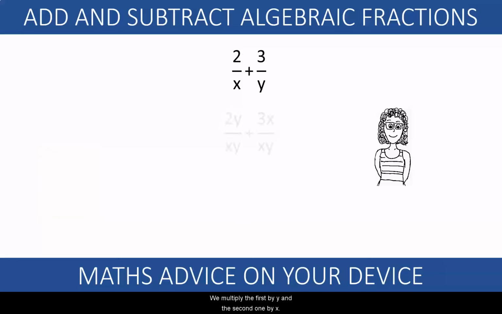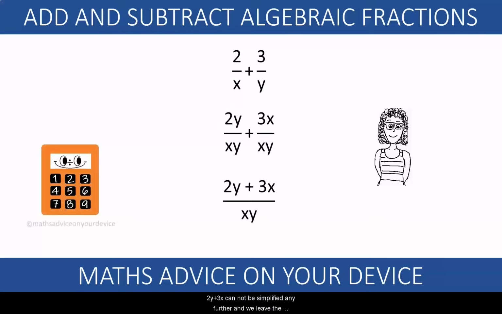And again, we multiply the first by y and the second by x. 2y plus 3x cannot be simplified any further, and we leave the denominator xy.